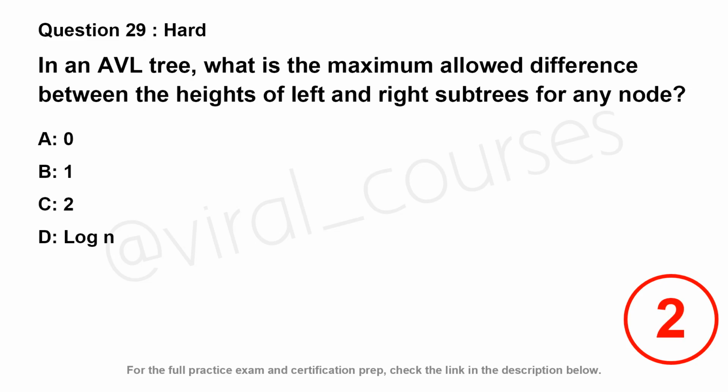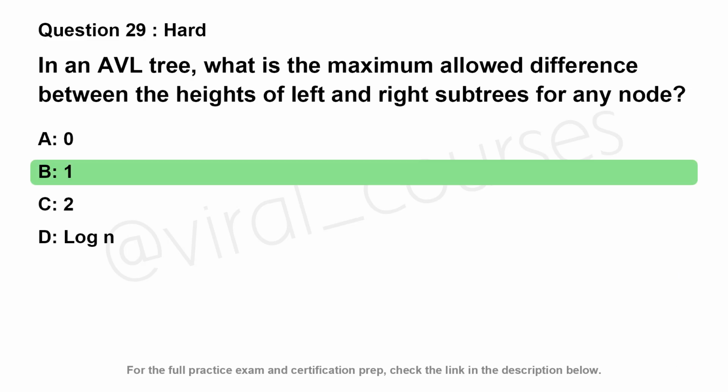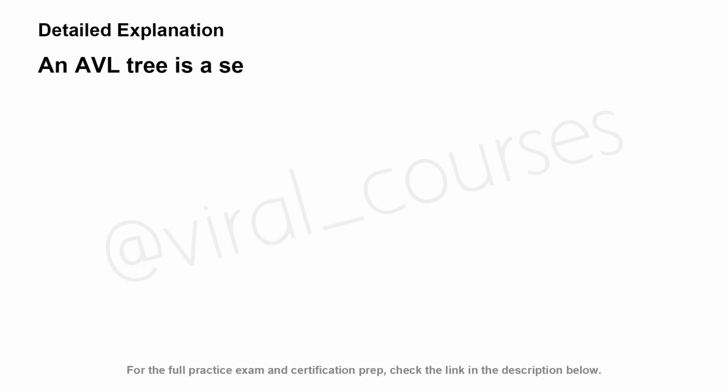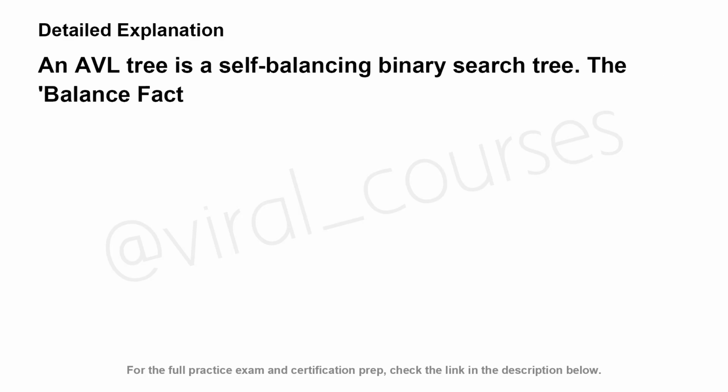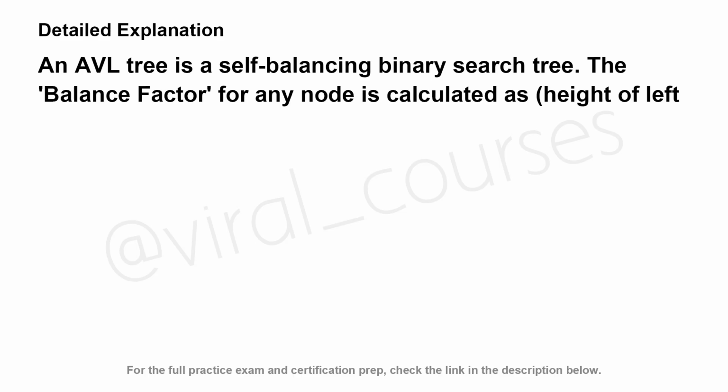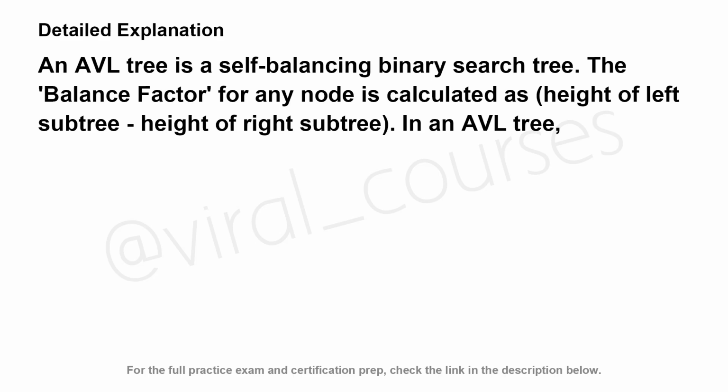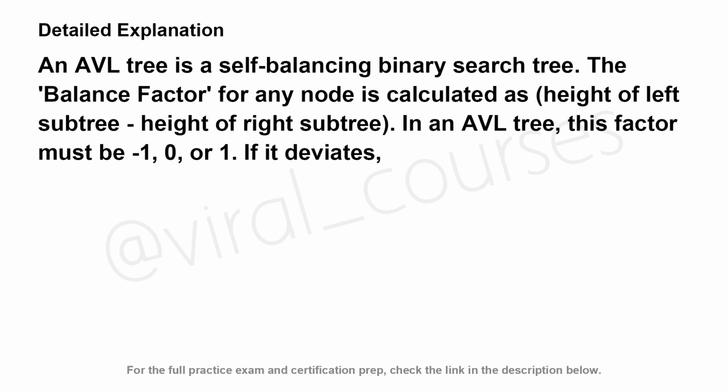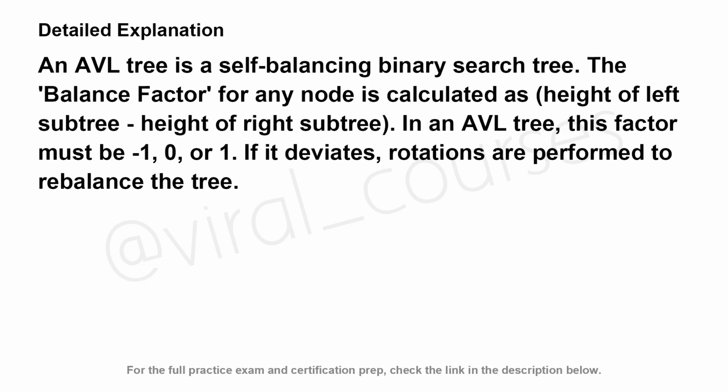The correct answer is B. An AVL tree is a self-balancing binary search tree. The balance factor for any node is calculated as height of left subtree minus height of right subtree. In an AVL tree, this factor must be -1, 0, or 1. If it deviates, rotations are performed to rebalance the tree.